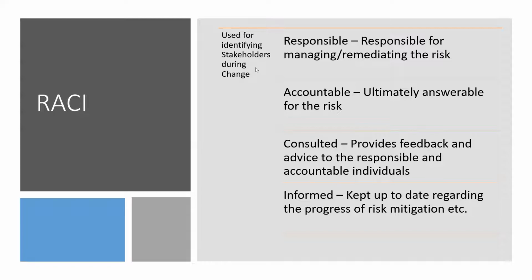So the RACI is not just used for identifying stakeholders during risk mitigation actions or program, but they're used to identify those to be communicated with. So we don't simply log who's responsible, who's accountable, who needs to be consulted, who needs to be kept informed. We use this as a tool to communicate with these stakeholders.